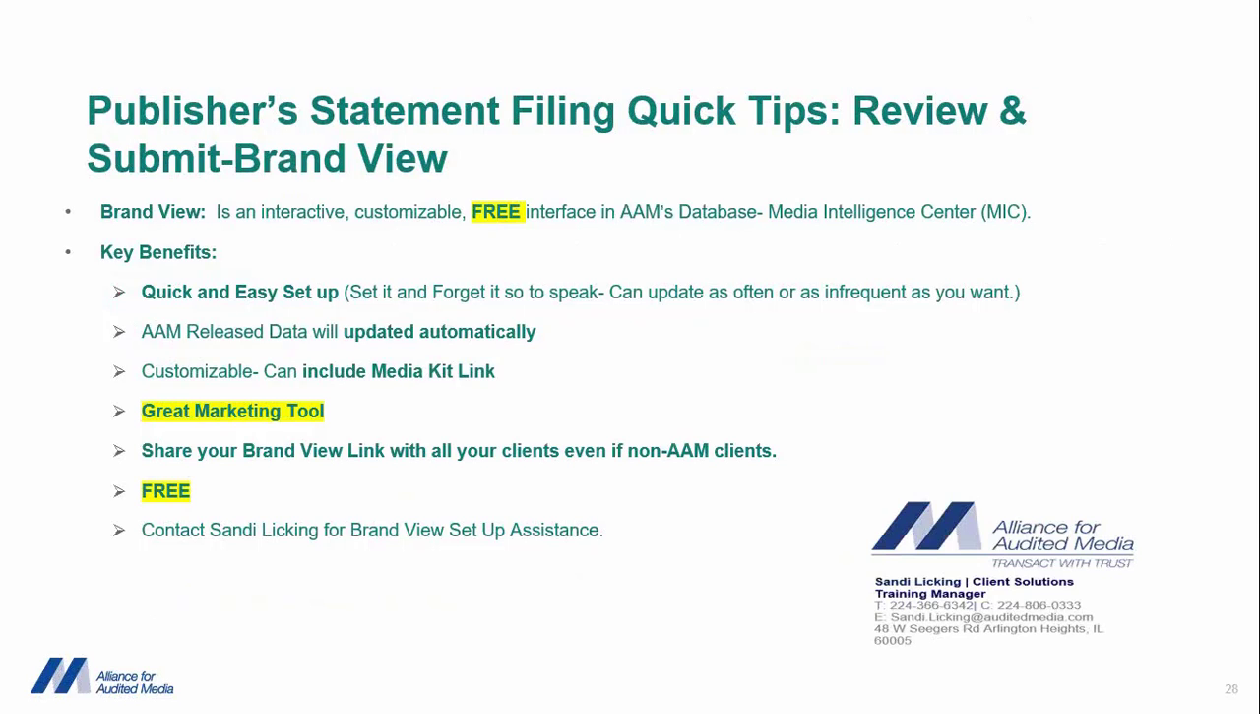You can put information about your publication. You could have links to your media kit. And it just gives a quick look at your publication, your latest release publisher statement, and it breaks it down into tabs. And so you'll have a circulation tab. If we audit your website or social media, we'll have a tab for that. And it's just a quick look at your information based off your latest released publisher statement without diving into the analysis tool that's in our Media Intelligence Center.